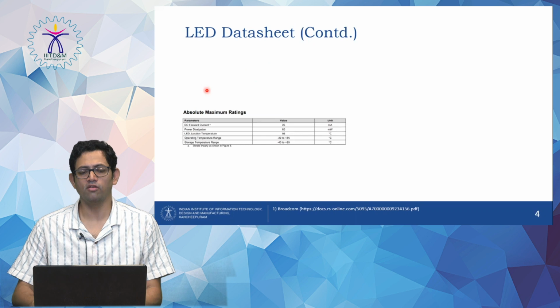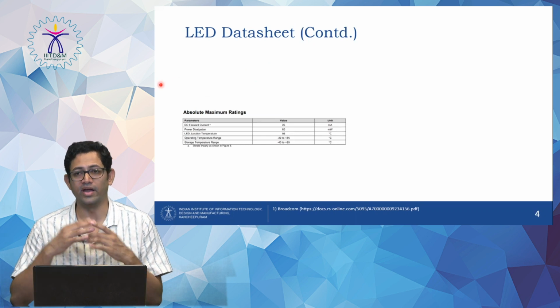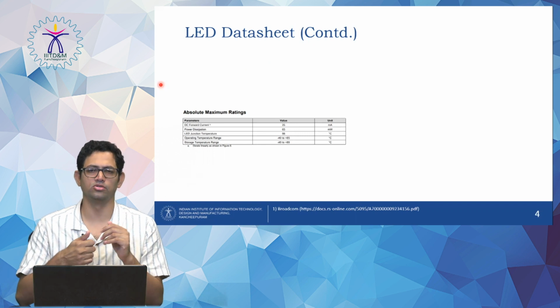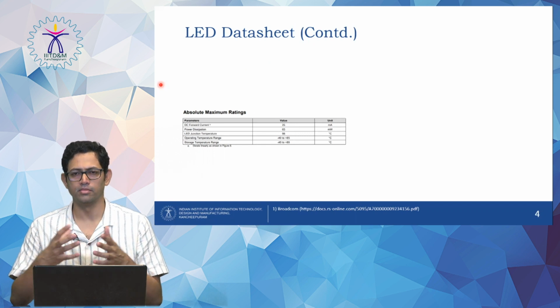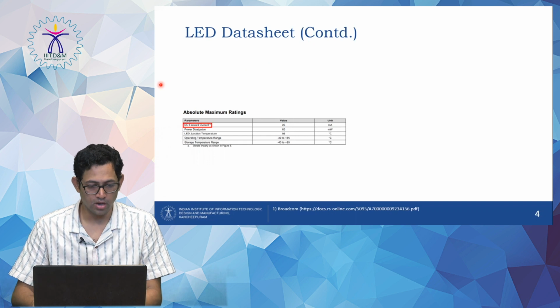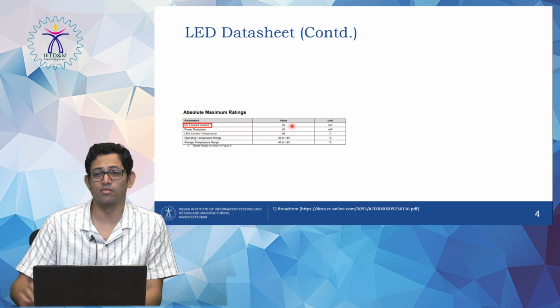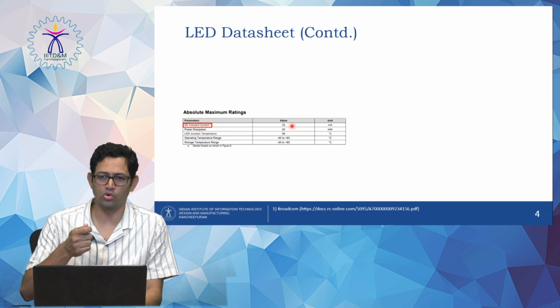The most important part of the data sheet is the ratings. So what is the maximum rating? That is how much maximum current you can actually drive through your LED, that is, the light emitting diode. Here you can see that the maximum DC forward current is around 25 milliamperes. So you should not actually drive more than 25 milliamperes.